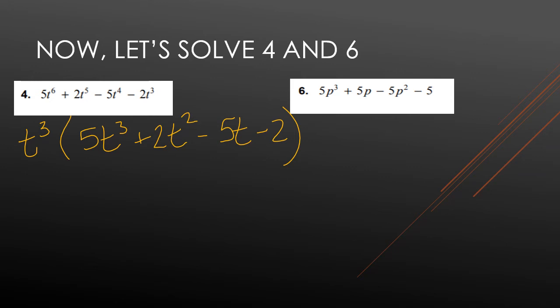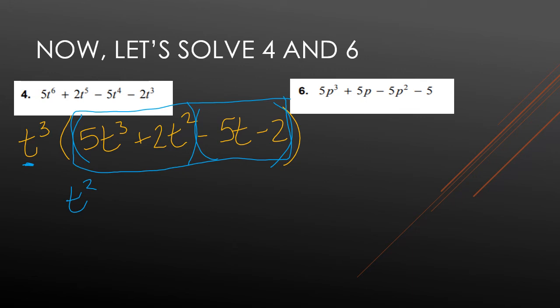Now I want to take this part here and factor it again. Since I have 4 terms, what I'm going to do is what's called grouping. The way that works is I group the first 2 terms together and the second 2 terms together, and then I take a GCF out of each one of those. In the first set, I have a GCF of t squared. I'm leaving this t to the third until later. That's just a common factor that I'm going to tack on at the end.